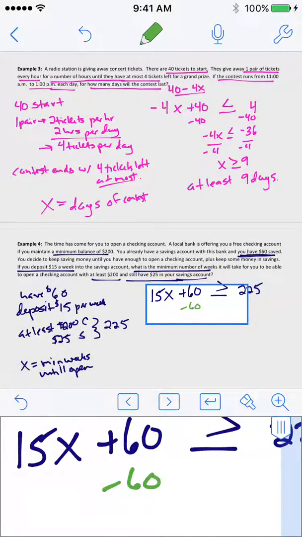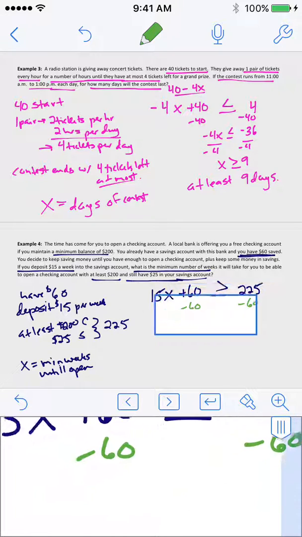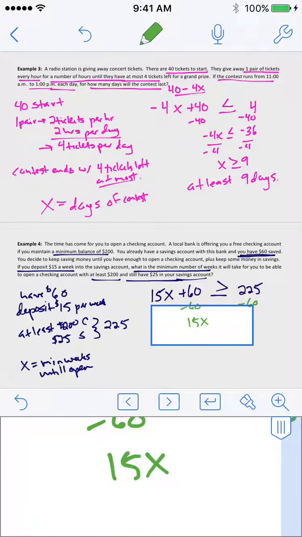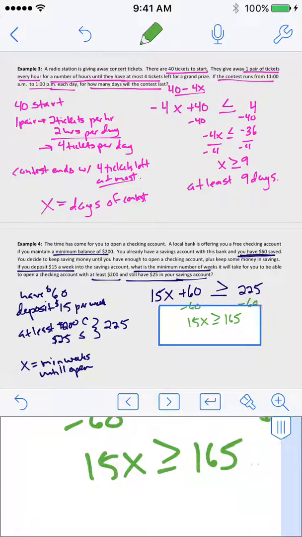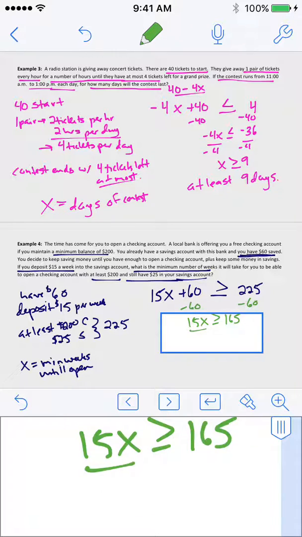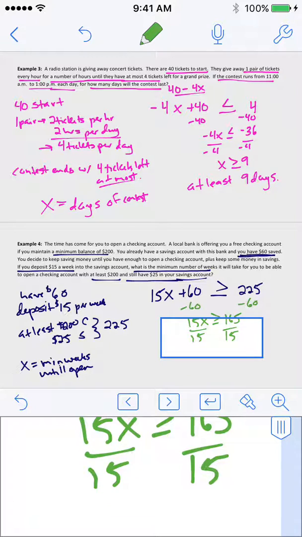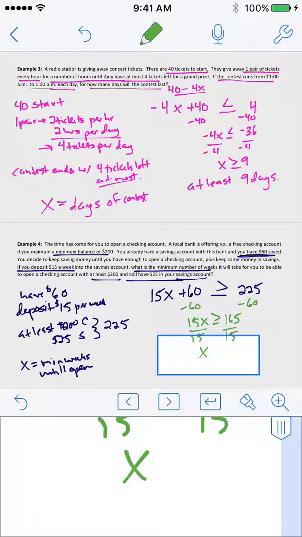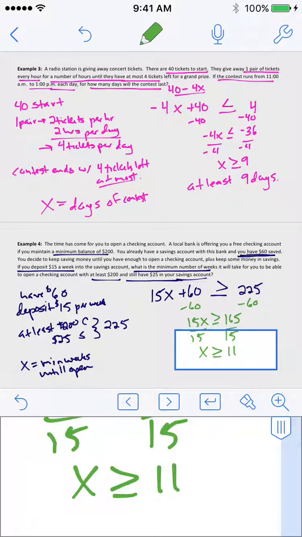So minus 60 from both sides, because I already have that, right? So to take that away, 225 minus 60, oops, that's going to be 165. So I need to make 165 more. Divide that by the 15 per week, and it's a positive, so I don't need to worry about changing that sign. 165 divided by 15, I end up getting 11. So x is greater than or equal to 11.